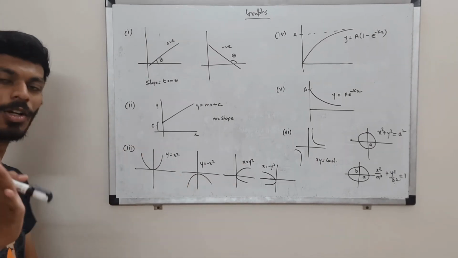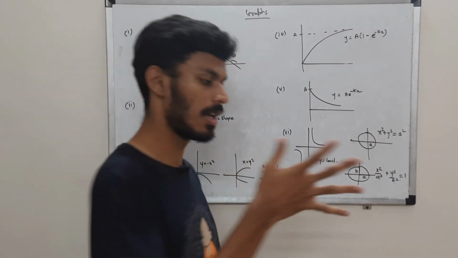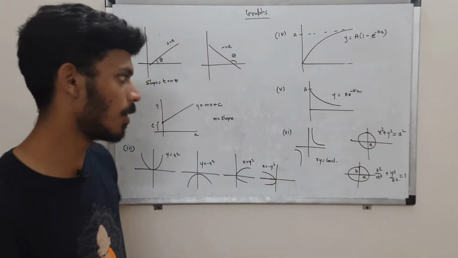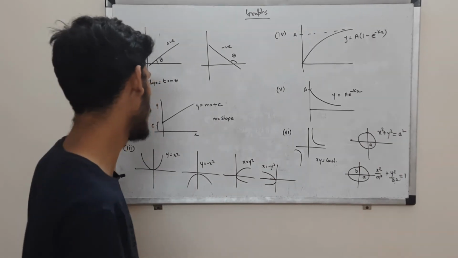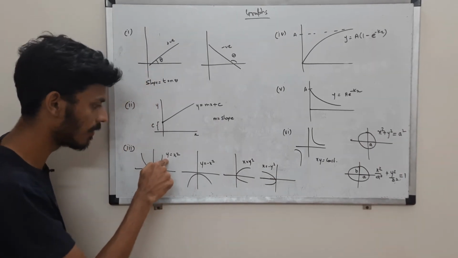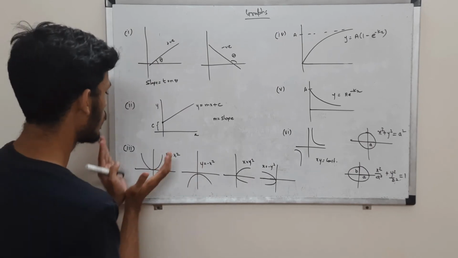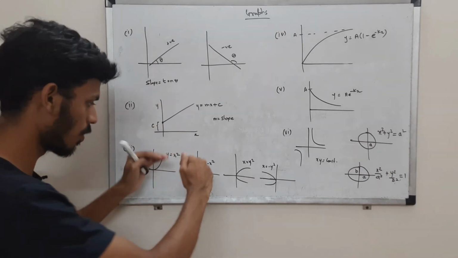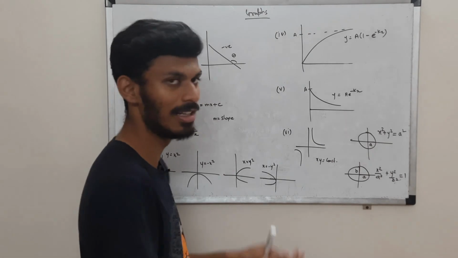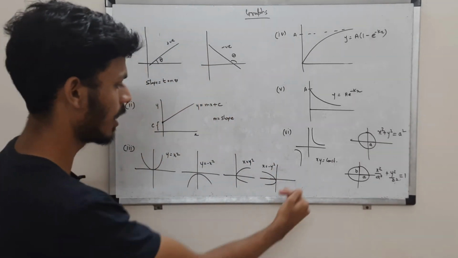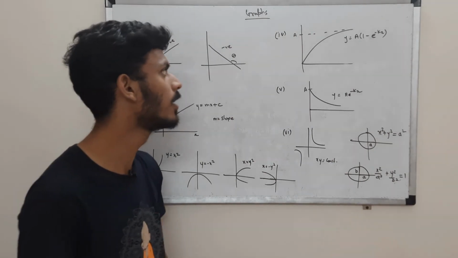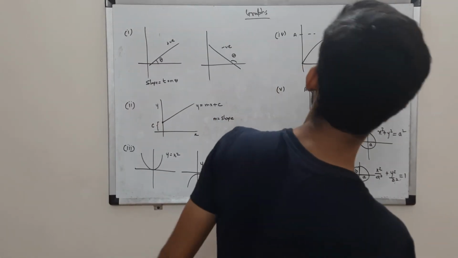Then x is equal to y square is a right hand opening parabola, and minus y square will be a left hand opening parabola. Basically, the linear term here is y, so it opens along the y-axis. Here x is the linear term, so it opens along the x-axis, the negative x-axis.